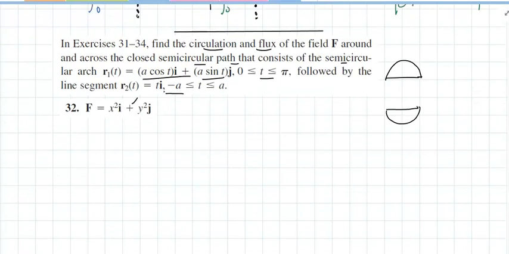So, how does this work? Well, let's do the circulation first. We know the circulation, well, it's going to be from negative a to negative b.